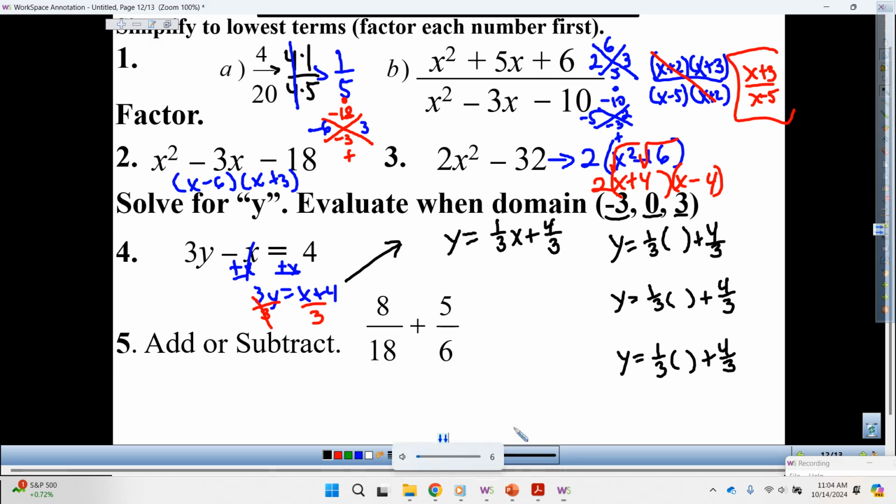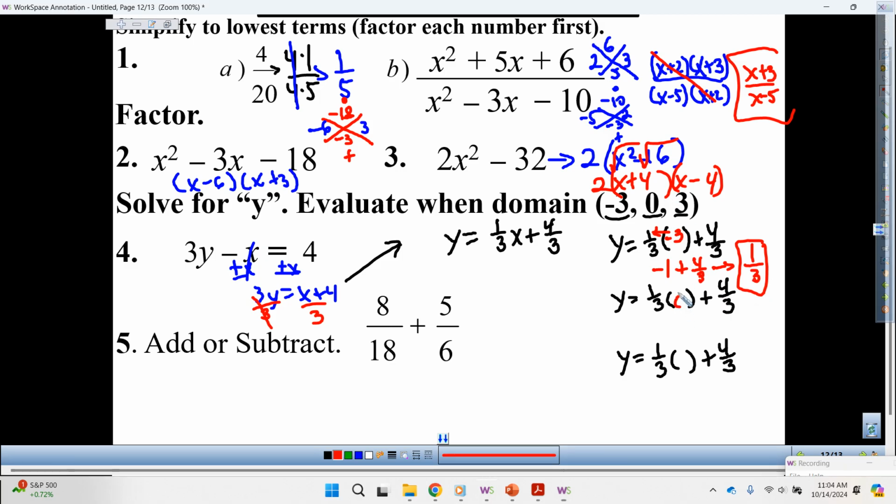Okay. So here we go. My first value is -3. So what is -3 times that 1? It's -3. What is -3 over 3? That's -1 plus 4/3, or 1 and 1/3. That leaves us with 1/3.